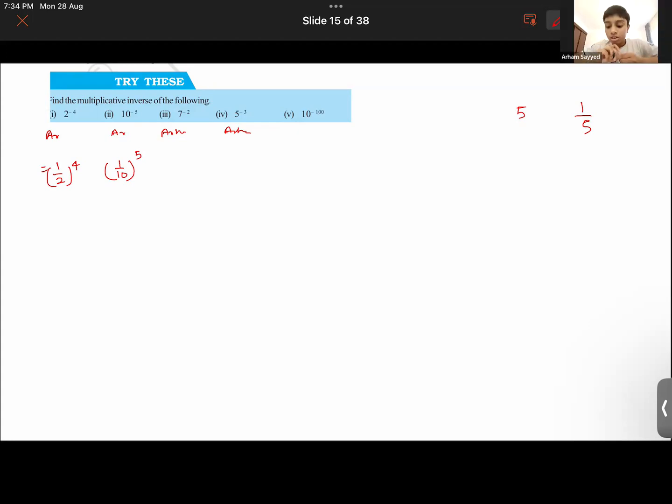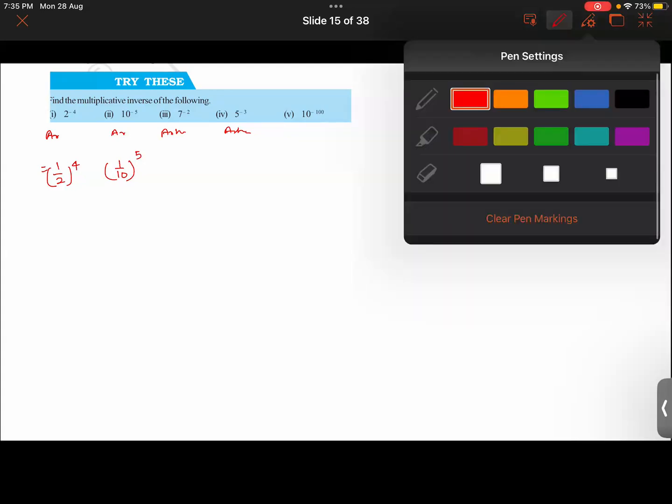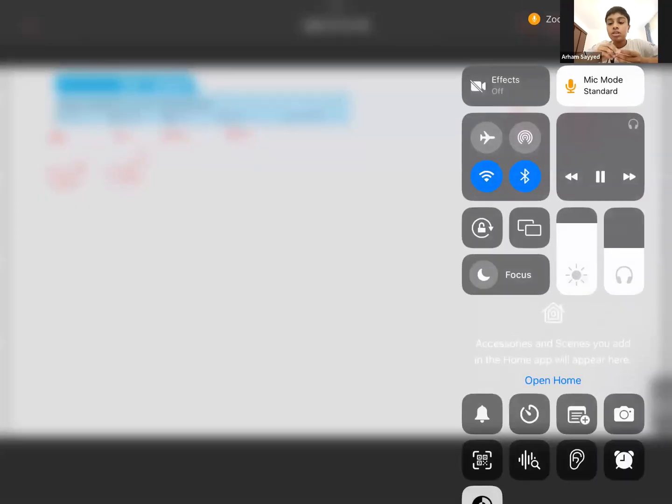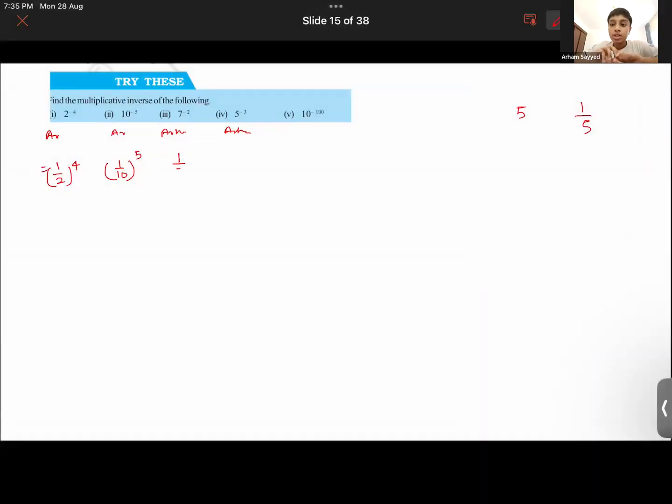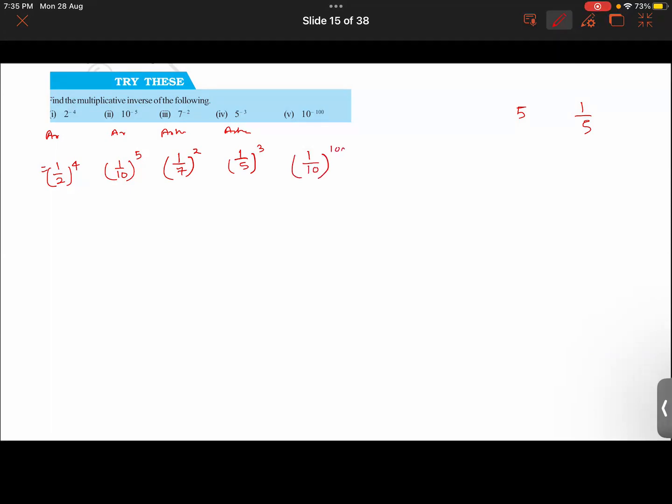It's 1 upon 49 and 1 upon 25. You don't have to solve it actually. Then 1 upon 7 raised to the power minus 2. 1 upon 7 raised to the power 2. And 1 upon 5 raised to the power 3. And the third one? 1 upon 10 raised to the power 2, 1 upon 100. Exactly. Right. So it is quite easy.